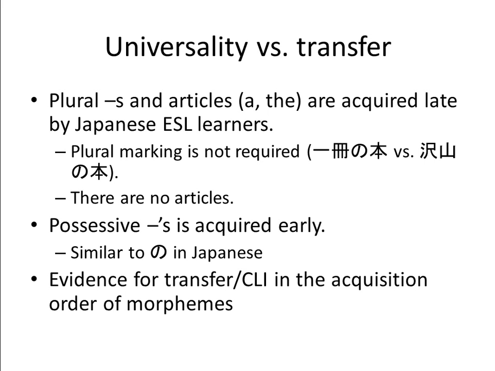So it seems that there is some evidence for transfer or cross-linguistic inference in the acquisition order of morphemes. Okay, so there is universality, or a universal pattern in second language acquisition, but also there are some effects of transfer. We have both of these.